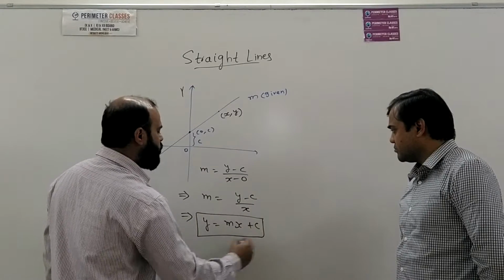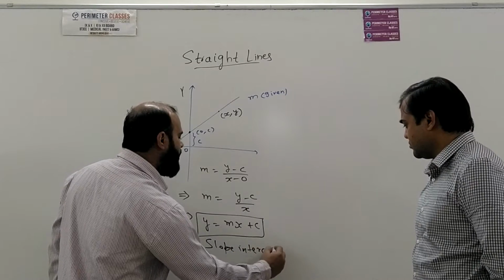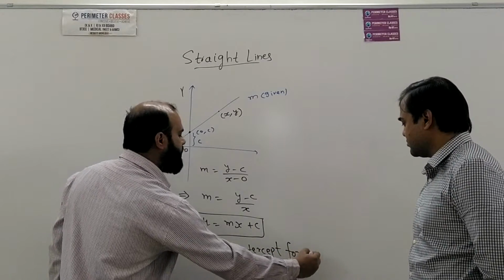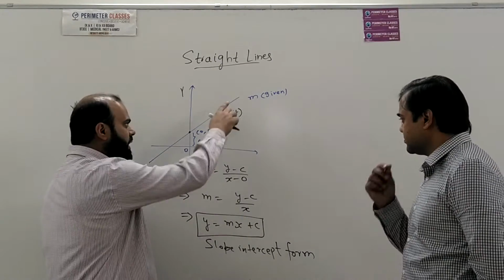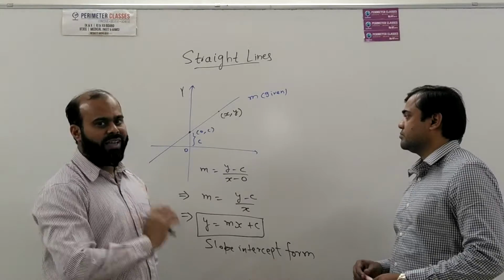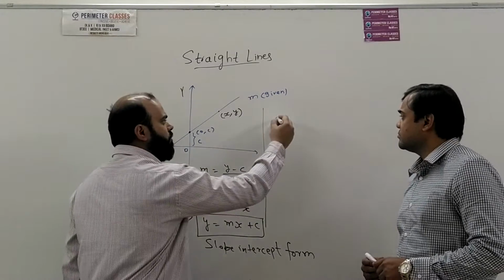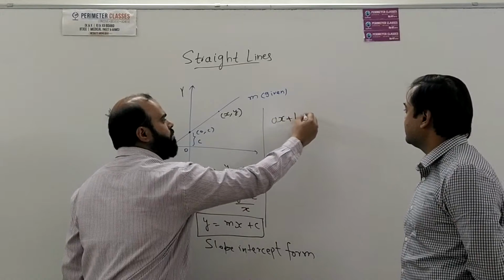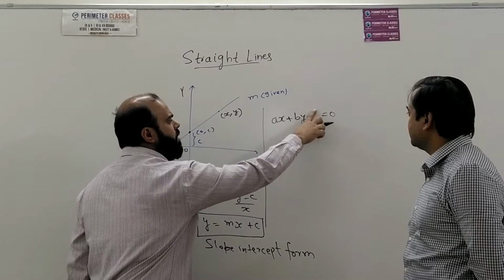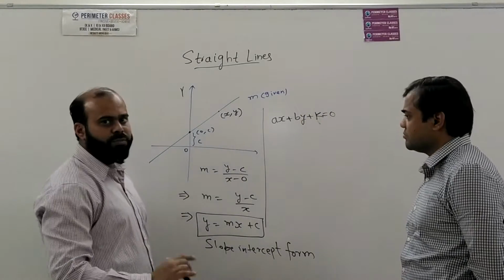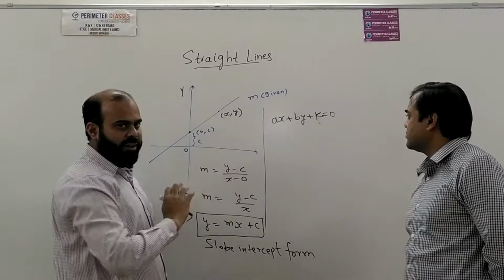This is also called the slope-intercept form of a line, and it is very important for us to understand the terms here. m is the slope of the line and c is the intercept of the line on the y-axis. So if I tell you that there is an equation of a line ax plus by plus c equal to 0, let us take here c as k, because we don't want to get confused between two different c. Here we have already taken c, so I am taking k.